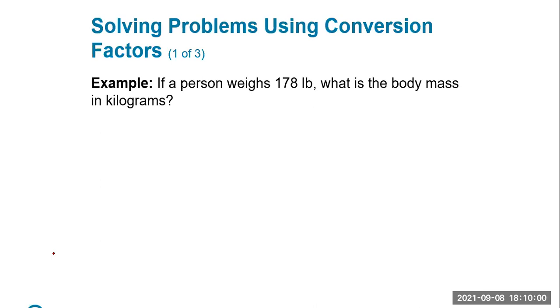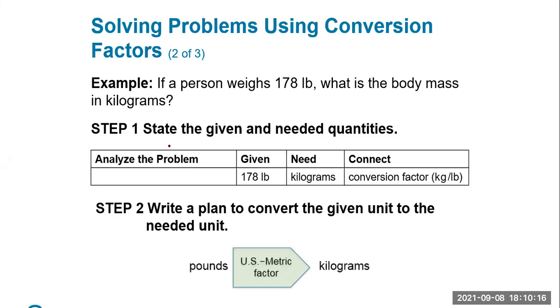So if we look at one here: if a person weighs 178 pounds, what is the body mass in kilograms? Obviously here we would want a conversion between pounds and kilograms. So we would want to look it up probably in the table. And we saw earlier there's 2.2 kilograms in a pound.